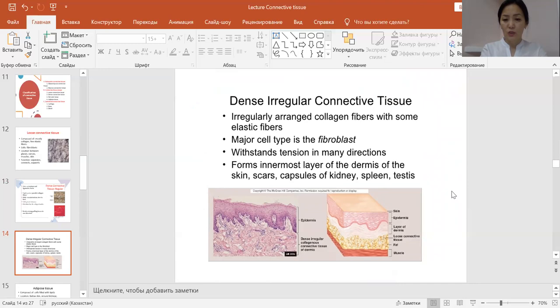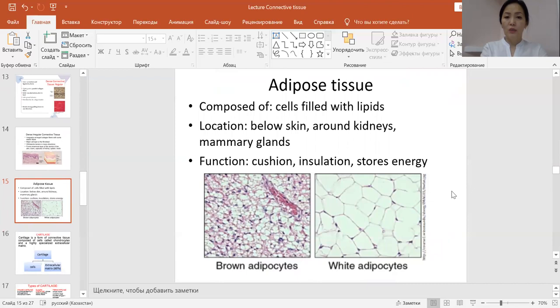Adipose tissue consists of special cells, which are called adipocytes, which can store lipids, located below the skin. If you know, our skin consists of three layers: epidermis, dermis, and the hypodermis. Hypodermis consists of adipose tissue. And also we can find adipose tissue around kidneys and mammary glands. Function: cushion, insulation, and energy storage.